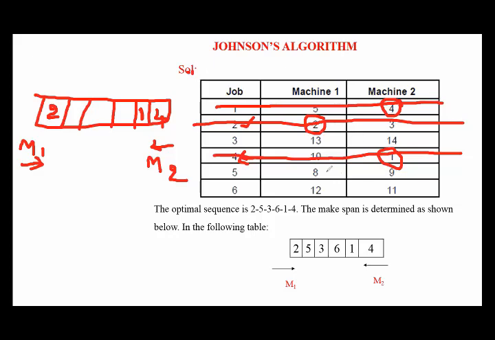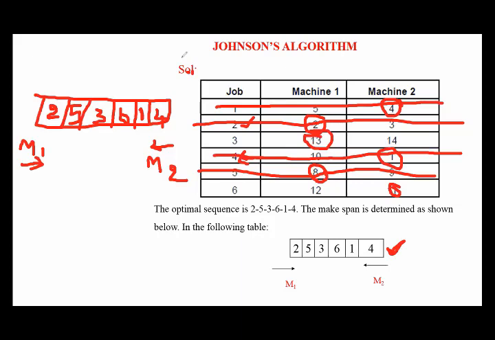The next minimum is at machine 1, job 5. Machine 1 means we write on this side. Then we remove this row. Then we identify the next minimum value. The next minimum is at job 3 and job 6, and we take job 6 at machine 2. So we write job 6 here. Then finally we have job 3, so we write job 3 here. This is the sequence we wrote based on Johnson's algorithm.